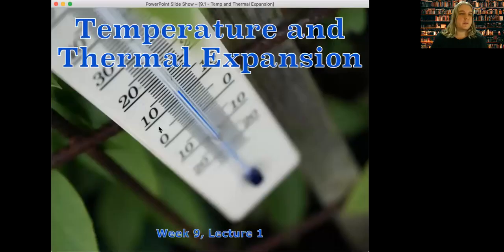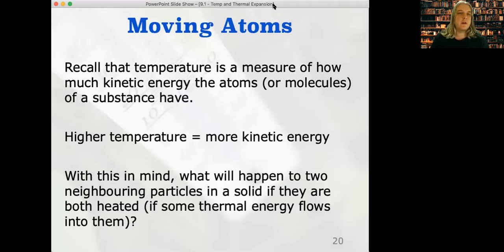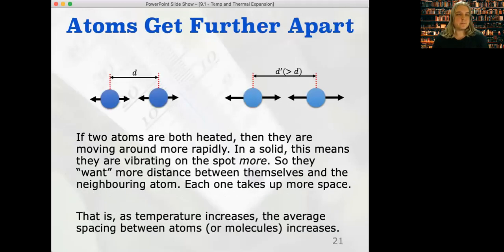So back to the lecture slides, we will go to, so we talked about the 0th law of thermodynamics, was our last one in the previous video. So as I just said, we're thinking about atoms moving around in space. So if an atom, or all atoms in an object, get a bit more temperature, they get a bit more thermal energy, they've got a bit more kinetic energy, then they're moving around more. So as I said, they're vibrating in place.